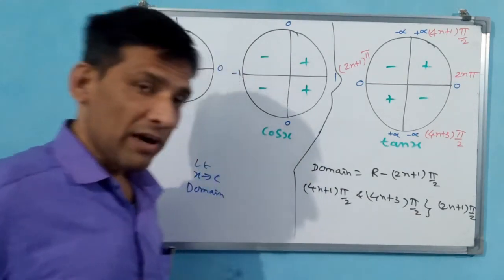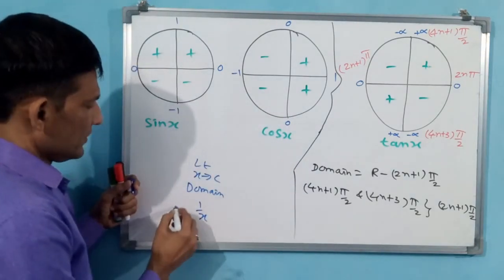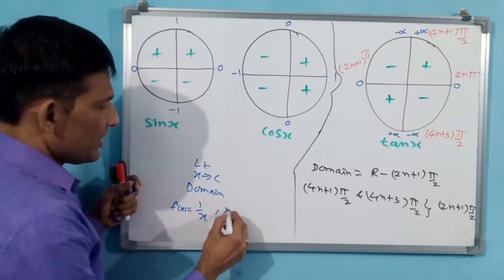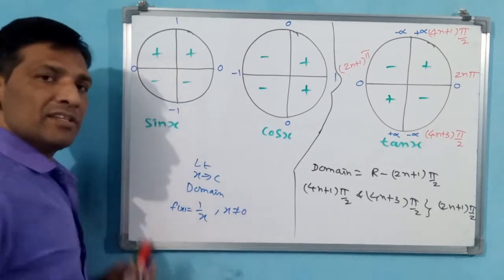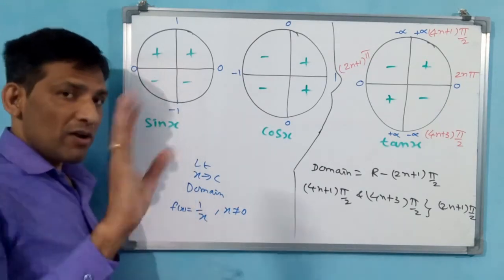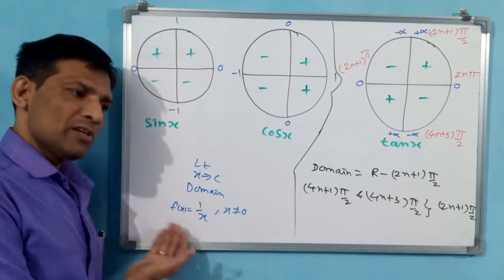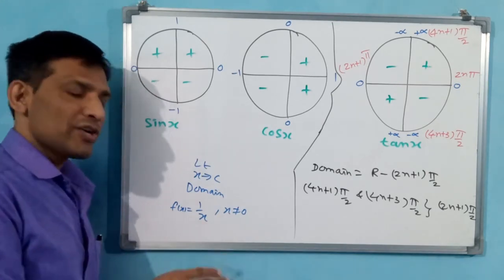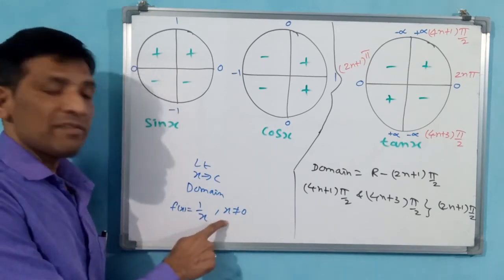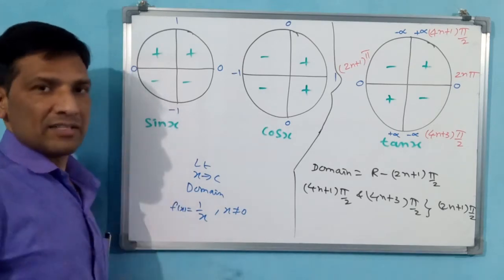Why? Because we have already seen one function, 1 by x. If f of x is equal to 1 by x, but x is not equal to 0, then this is continuous. That means in the x area we are not giving 0. For x less than 0 it is continuous, for x greater than 0 it is continuous, but at x equal to 0 it is discontinuous, and we are not giving x equal to 0. This function is continuous, as we studied in the last class.